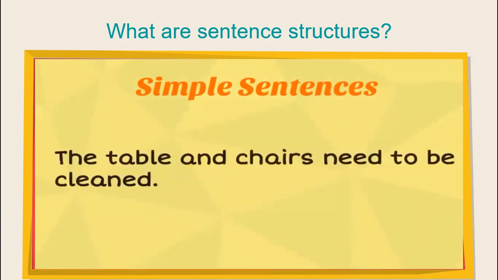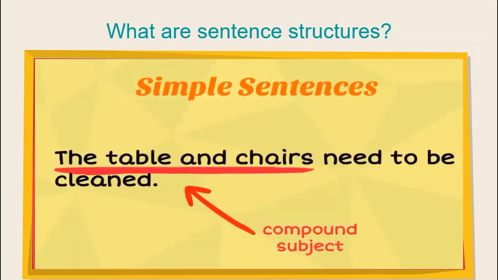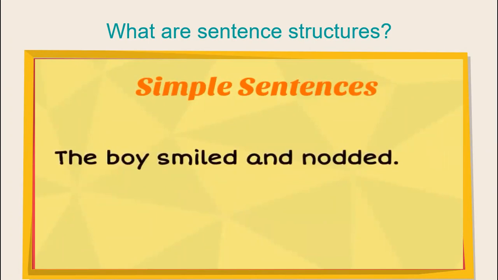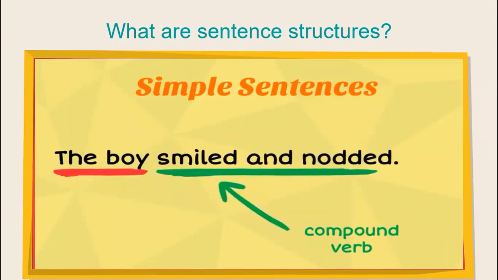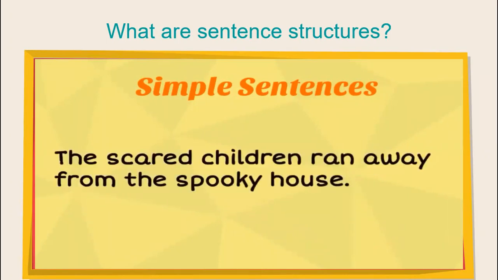Grace opened the door. It has one subject and one verb. Sometimes simple sentences have a compound subject, like in this sentence. The table and chairs need to be cleaned. Simple sentences can also have a compound verb. For example, the boy smiled and nodded. Here is another simple sentence. Even though it's longer, we know it's still a simple sentence because it has one subject and one verb.